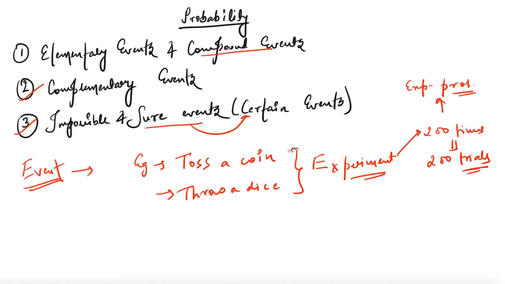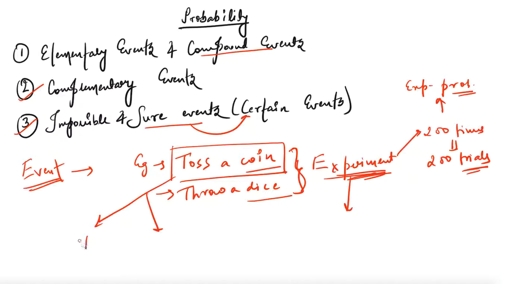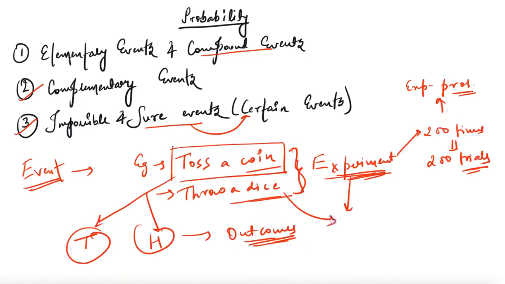Let us come back. Such things that we do are called an experiment. This complete process of tossing a coin or throwing a dice is known as an experiment. Now when you do an experiment, say tossing a coin, there are two possible outcomes. Either you can get a tail or you can get a head. These are my outcomes. Whatever possible things I can get are called outcomes. When I throw a dice, I will get either 1, 2, 3, 4, 5 or 6. These are the outcomes of the given experiment.